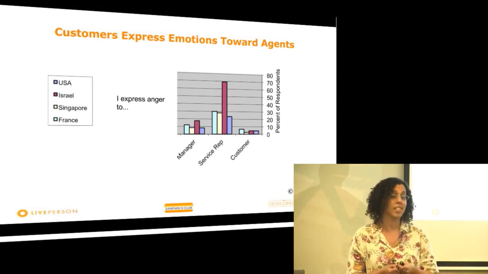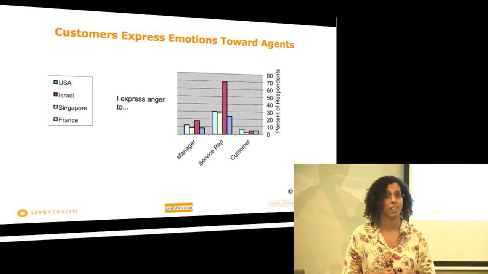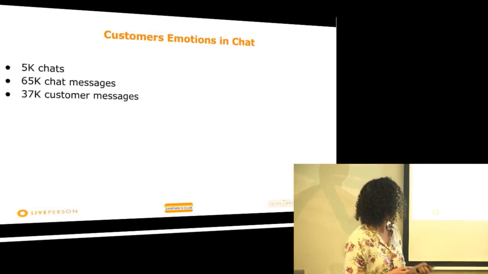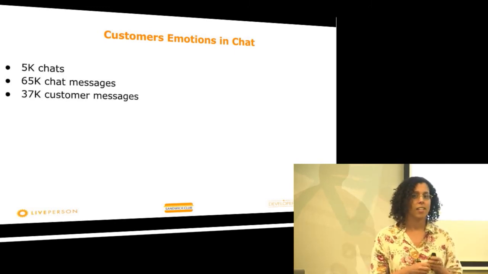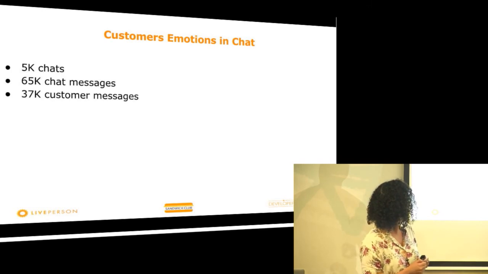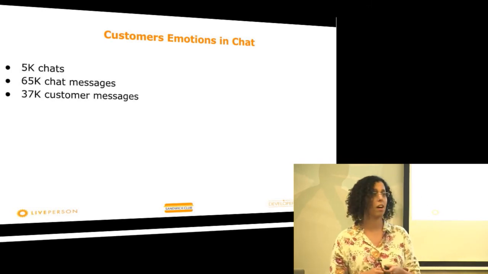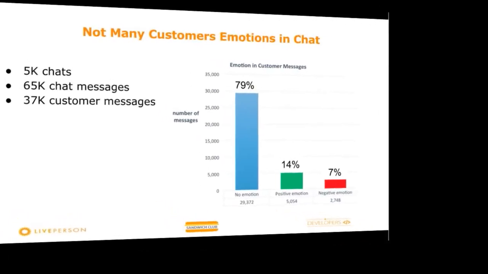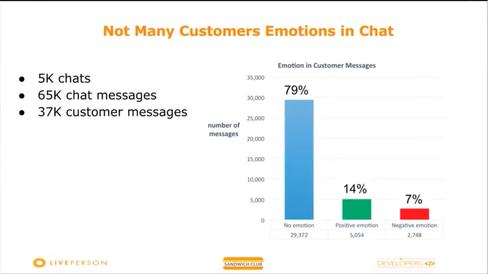And we have the sentiment engine, right? The one that Michael described. So the first thing we wanted to do is just look at our data. In this analysis, we looked at one brand and about 5,000 chats. We looked at customer lines, and we wanted to see the sentiment. Most of the messages do not have any feeling at all. Only about 7% of the messages have negative emotion.